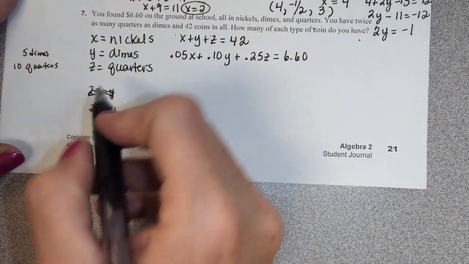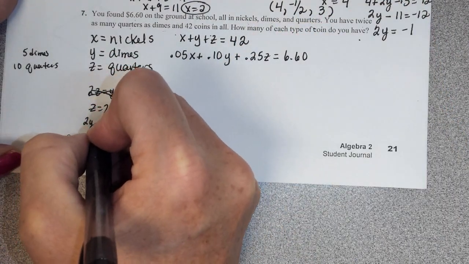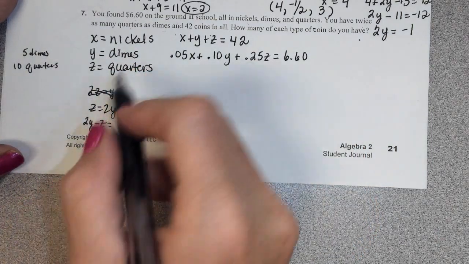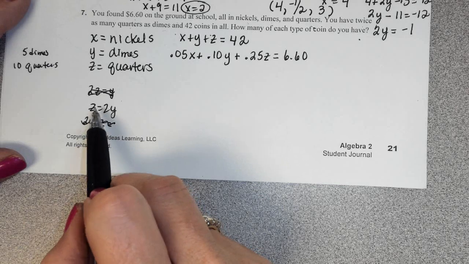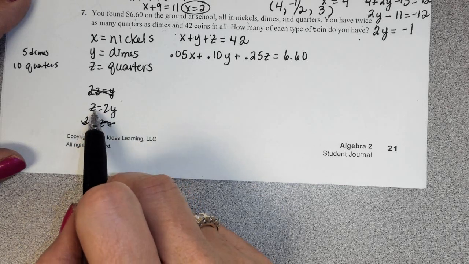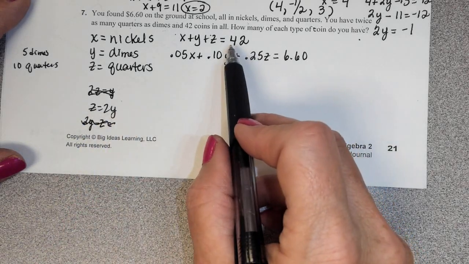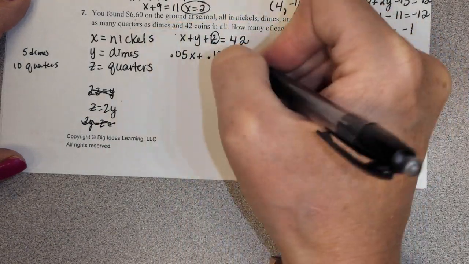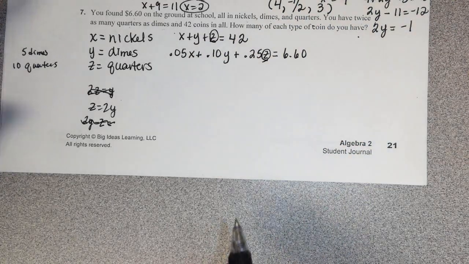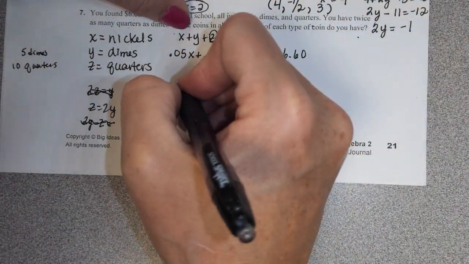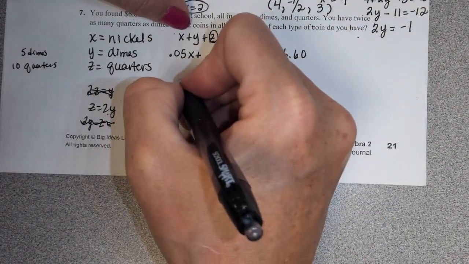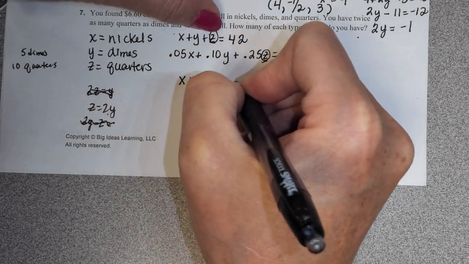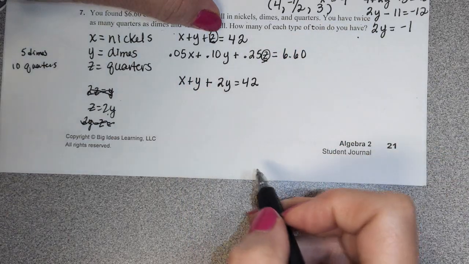So how could I rewrite this? I could say 2y minus z would have to equal what? Or I could even just leave it like this. Let's leave it like this. This is actually better. Because what can I now do? If z has to equal 2y, I can now do what? Substitute. I can substitute in here and here. So I'm going to now have, I actually do have 3 equations. I'm going to have x plus y plus 2y must equal 42.